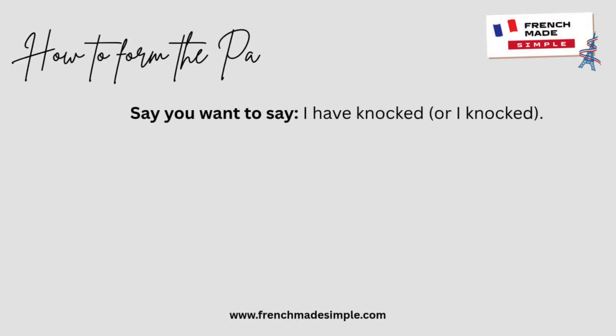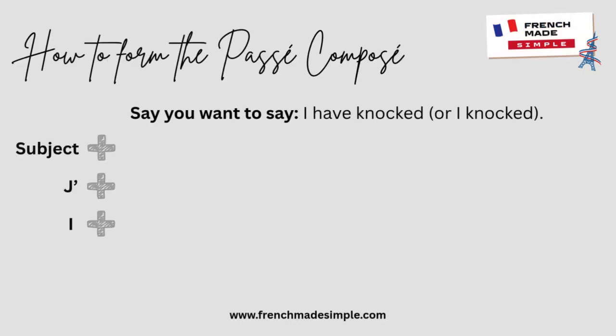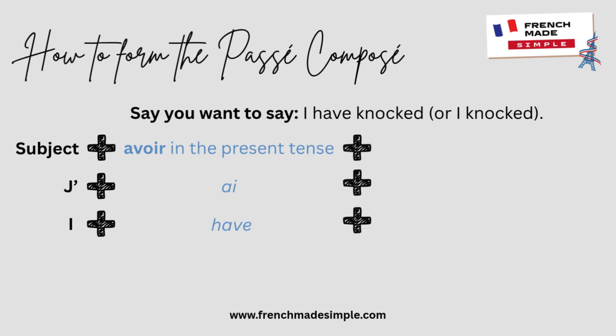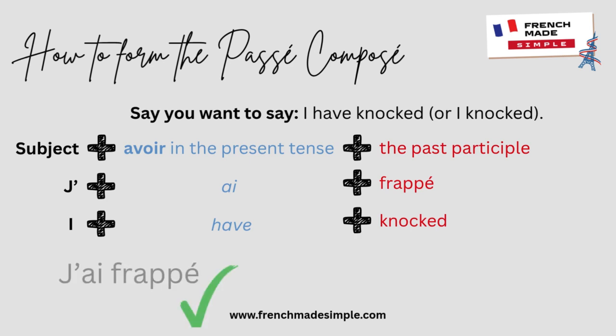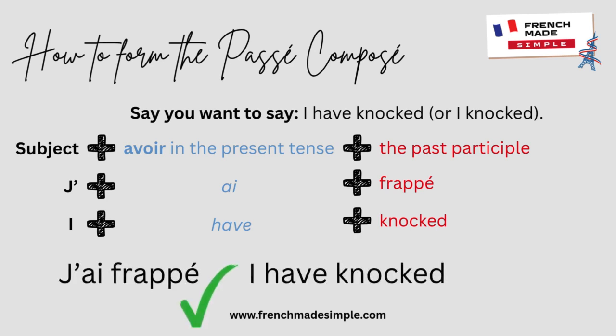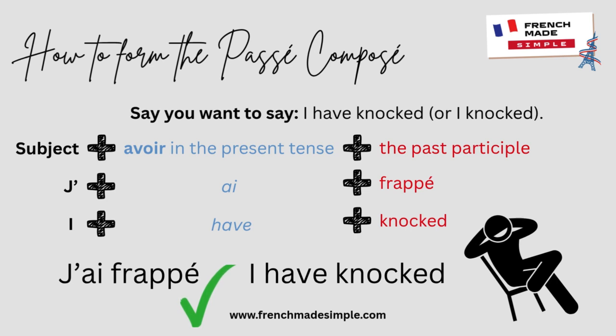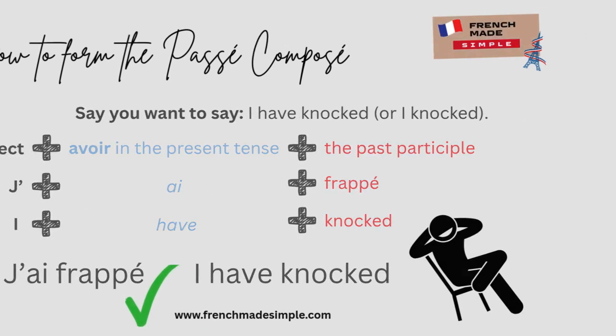So again, the formula is subject plus avoir in the present tense plus past participle. Just like in English, really. Subject, I, to have, and past participle, knocked. And in French, that gives me j'ai frappé, I have knocked. Easy, right? Now, what about the verbs that end in ir and re?